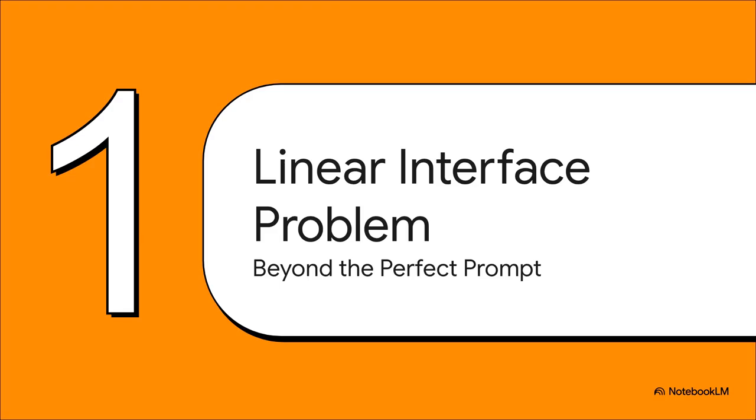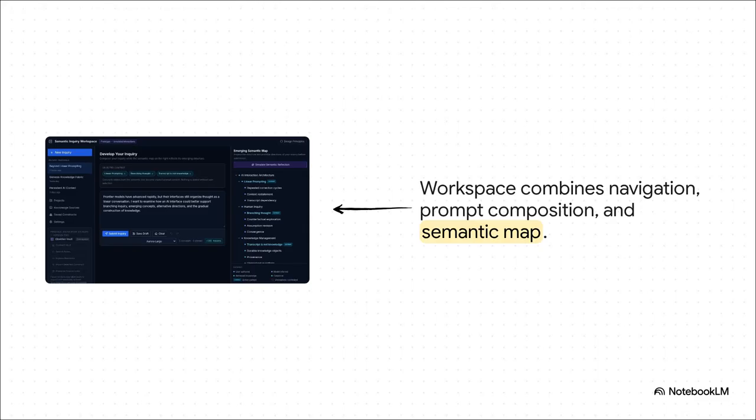All right, Section 1, the linear interface problem, moving beyond the perfect prompt. So the core friction point we face today is that human cognition just isn't a straight line, right? The expectation that a user should construct this flawless, all-encompassing perfect prompt right up front is fundamentally misplaced. Think about it. If we already knew all the hidden assumptions and context, we probably wouldn't even need the AI.